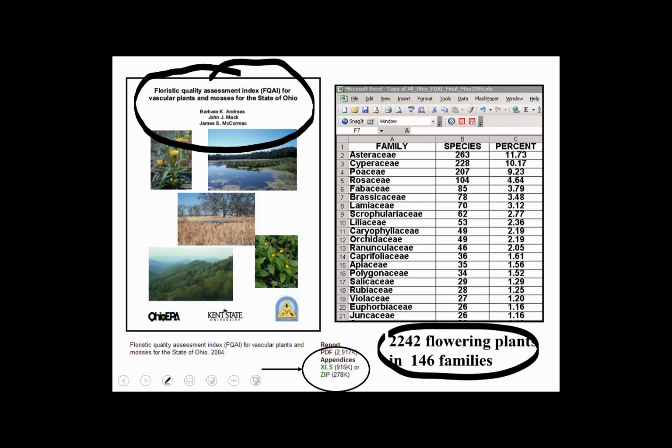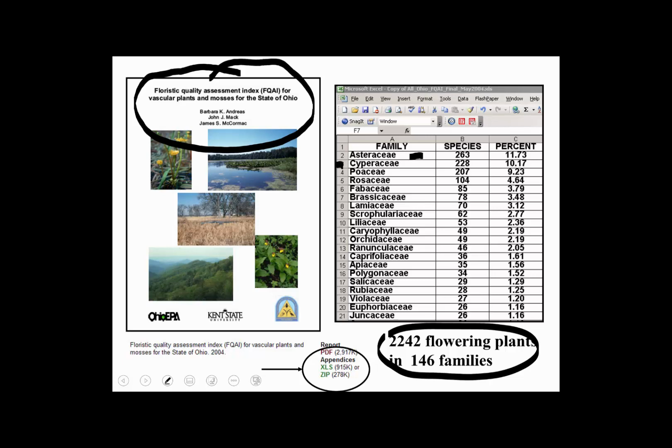So in descending order, here are the plant families of Ohio, and we're going to learn 8. Not necessarily the top 8. We're going to make some slight differences. We're going to learn the all-important Asteraceae.